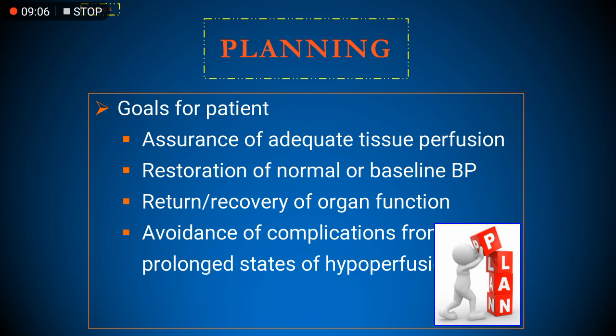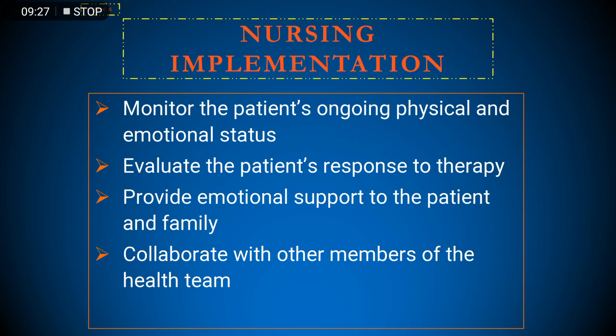For the plan, you need to set goals for the patient, and it includes assurance of adequate tissue perfusion, restoration of normal or baseline BP, return or recovery of organ function, and then avoidance of complications from prolonged states of hypoperfusion. Nursing implementation includes monitoring of the patient's ongoing physical and emotional status, evaluation of the patient's response to therapy, provision of emotional support to the patient and family, and collaboration with other members of the healthcare team.